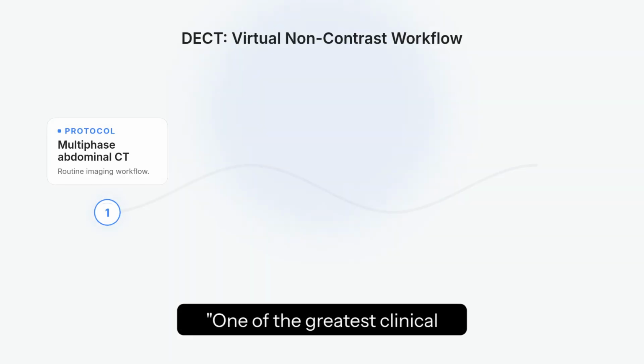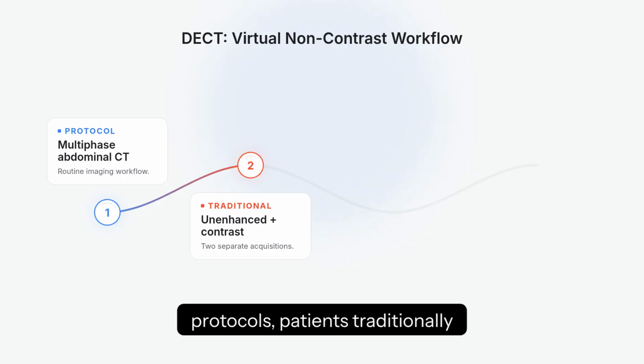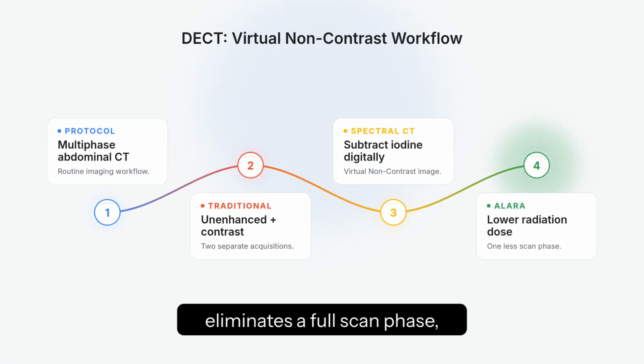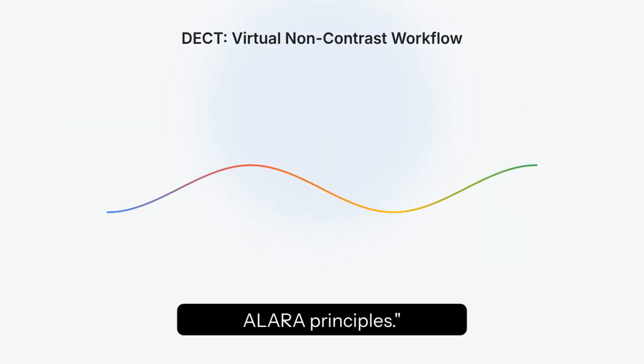One of the greatest clinical efficiency advantages of DECT is the ability to create virtual non-contrast datasets. In routine multiphase abdominal protocols, patients traditionally receive a true unenhanced scan followed by contrast-enhanced phases. With spectral CT, technologists can digitally subtract iodine from a single contrast-enhanced acquisition to generate a virtual non-contrast image. This eliminates a full scan phase, significantly lowering cumulative patient radiation dose under ALARA principles.